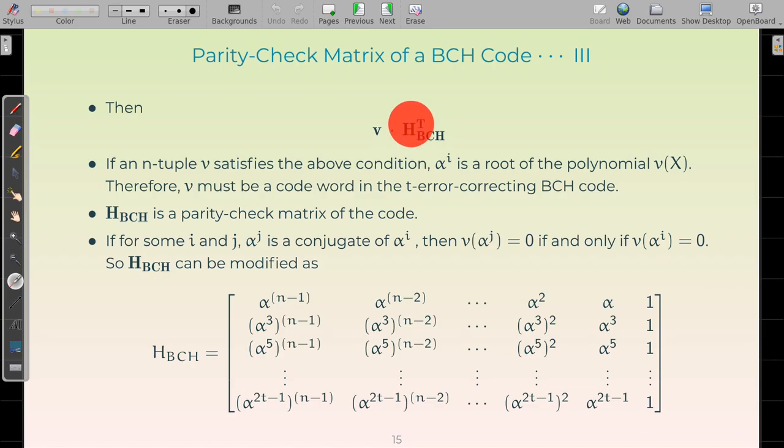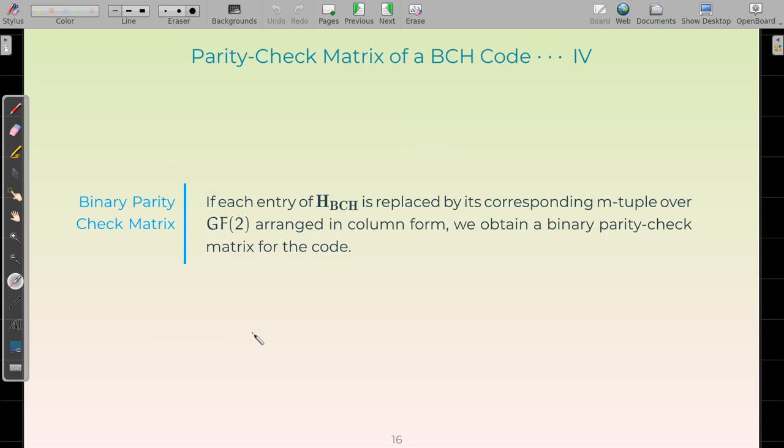Okay, so H_BCH is the parity check matrix of the code, and if we consider conjugates of alpha^i, there is certain redundant information in this BCH code, so we can remove the redundancy. By removing all the conjugates of alpha^i, I will have alpha, alpha cube, alpha 5 all the way up to alpha^{2t-1}. It is still redundant, and I'm not going to remove all the redundancy here, but one can actually remove all the redundancy in this BCH code.